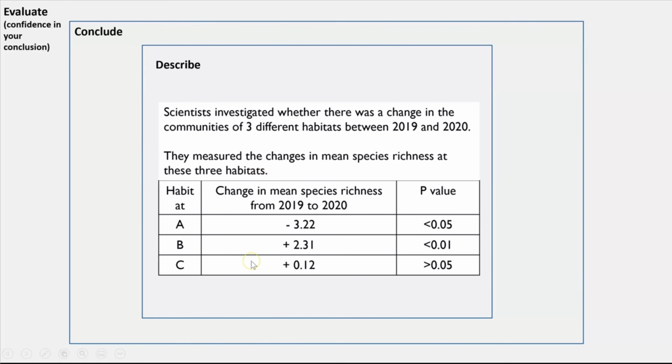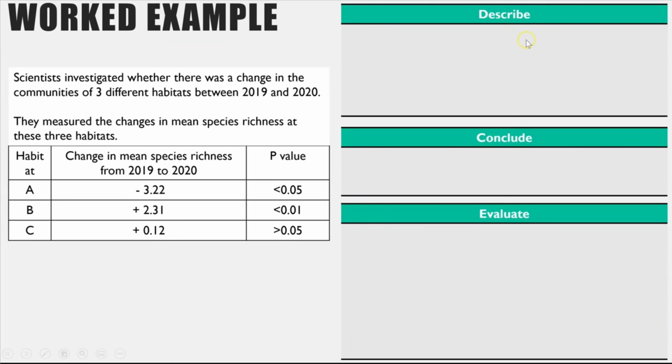So I'm going to go through this worked example here, but instead of having it as a mind map, I'm actually going to do it this way round, which you might prefer, just having it as sections to pull out the information. So the information we have is scientists investigated whether there was a change in the communities of 3 different habitats between 2019 and 2020. So the conclusion straight away, that's going to link to what they're investigating. So we're going to have to conclude once we've examined the data, whether there was or was not a change in the communities. So conclusions are always very short.